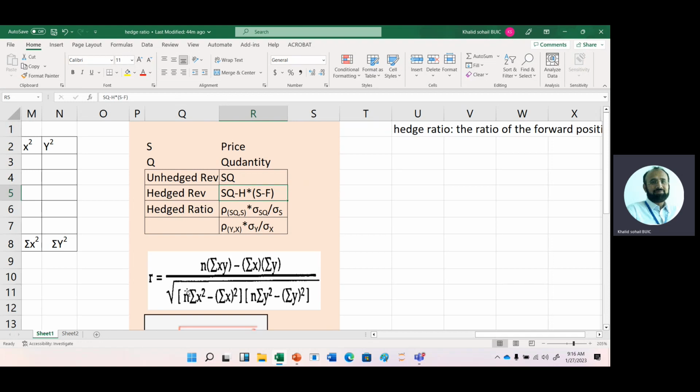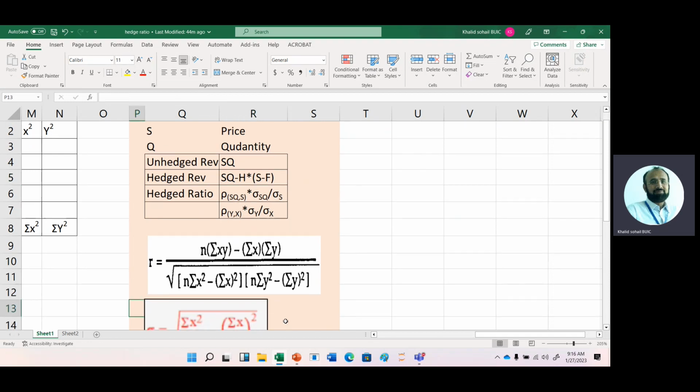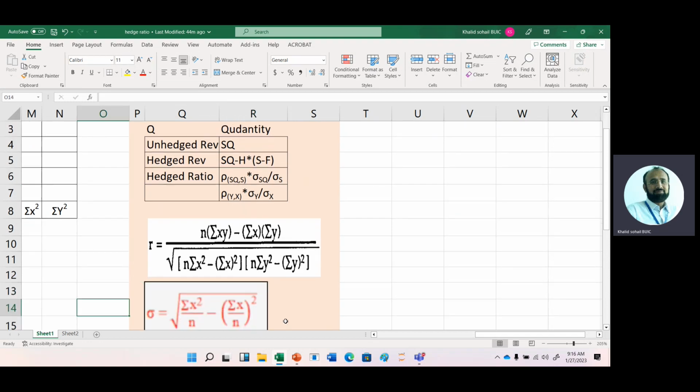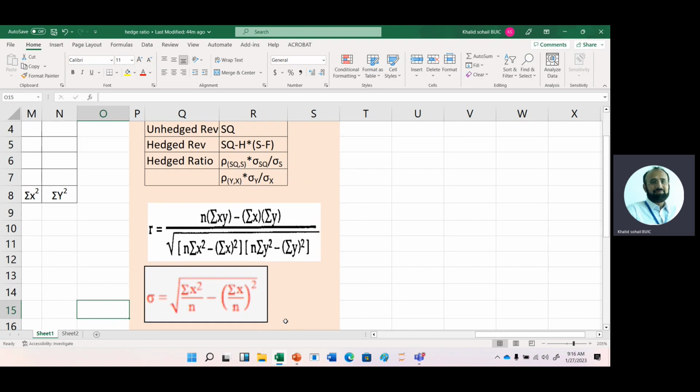So what is the formula for correlation? It is the computational formula that we can use: summation xy minus summation x into summation y, divided by standard deviation of x multiplied by standard deviation of y. And because we want to check the variability in the revenue, whether with the help of hedge ratio it is reduced or not, and definitely while using optimal hedge ratio, the variability in the revenue should be reduced. And the variability is just to calculate standard deviation. So this is again the computational formula to calculate standard deviation: summation x square by n minus (summation x by n) whole square. Now let's start.